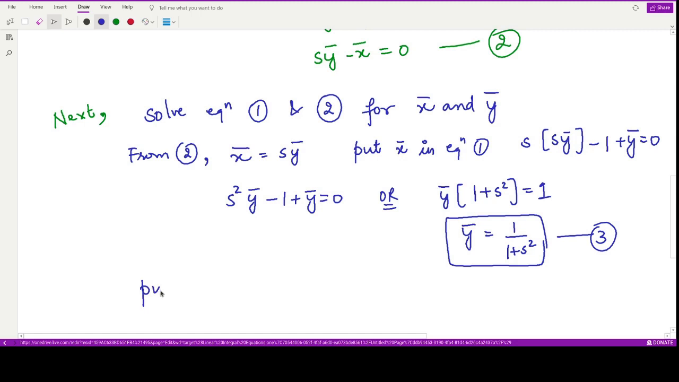So we are substituting, put equation 3 in the value of x bar in equation 2.